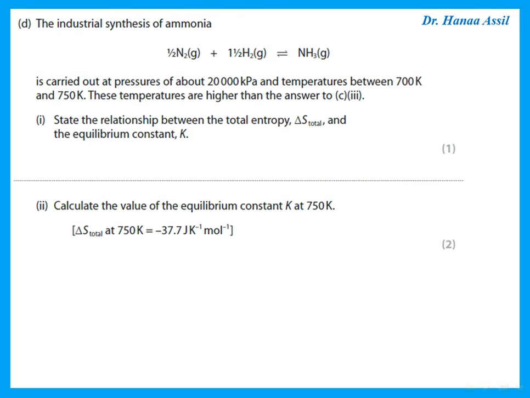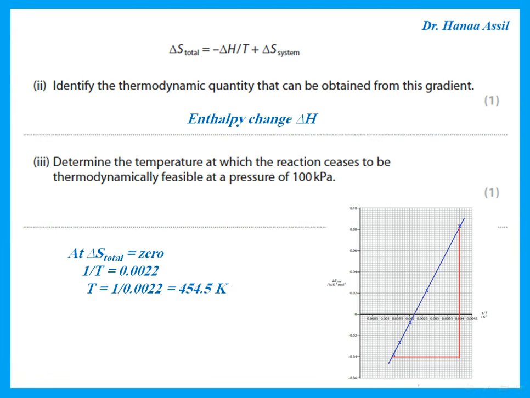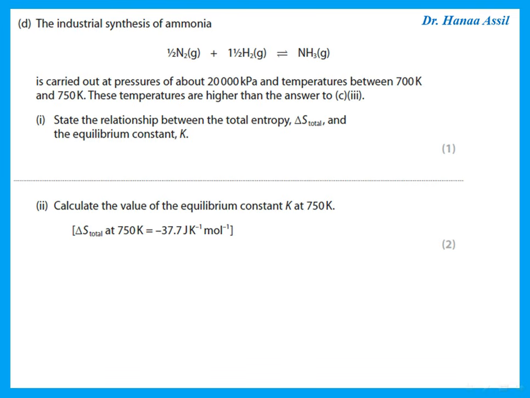The industrial synthesis of ammonia is carried out at pressures of about 20,000 kilopascal and temperatures between 700 Kelvin and 750 Kelvin. These temperatures are higher than the answer to C3. Remember we said that these are higher than the temperatures which we calculated, which is about 450 something.